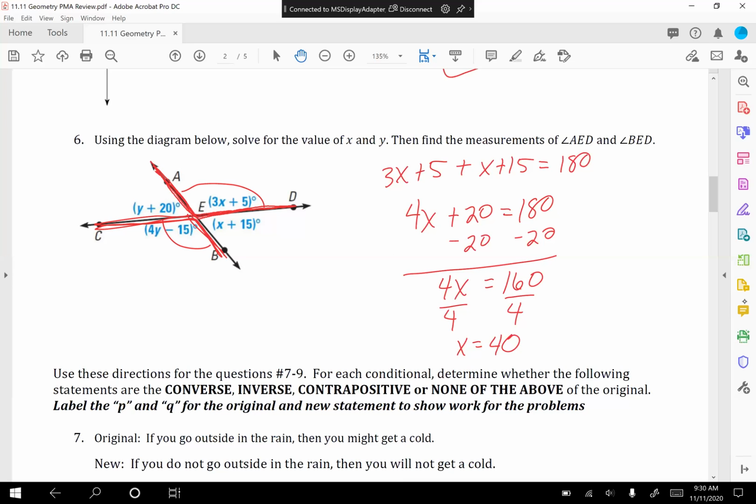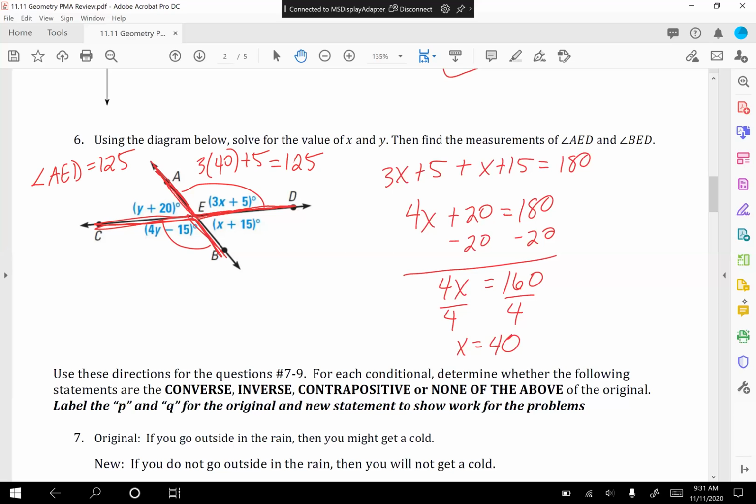And we're doing this so we can solve for y, okay? Because it's going to be a little bit easier, because now we know what x is, right? Yes? So can I know what AED is? So 3 times 40 plus 5. So 3 times 40, that's 120, plus 5. So angle AED is 125, right?